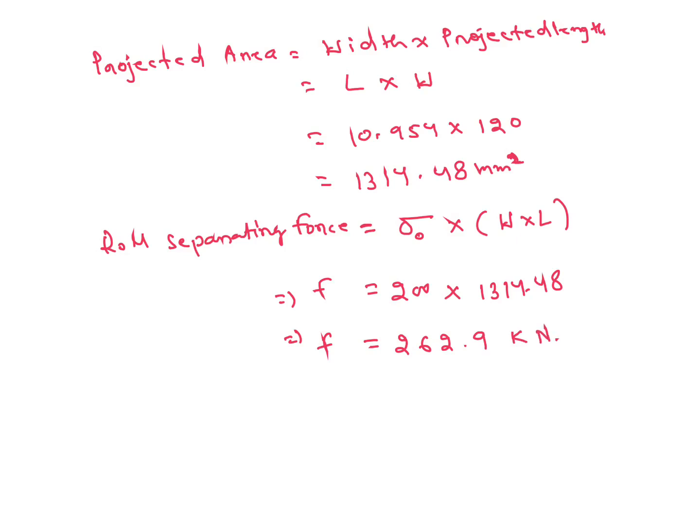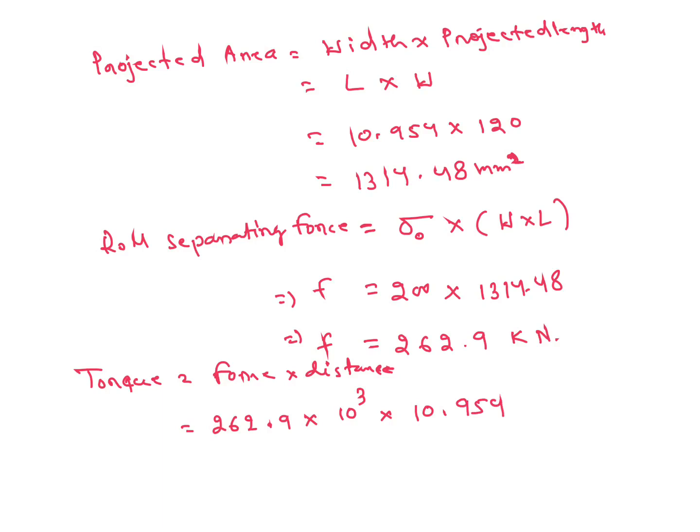Then we have to calculate torque. Torque is force into distance. Here distance is L by 2, projected length divided by 2. Force is 262.9, this is in kilonewton, so multiply by 10 to the power 3, into projected length 10.954 divided by 2. Here projected length is in mm, so we divide by 10 to the power 3. So finally we will get 1439.903 newton meter, this is torque.